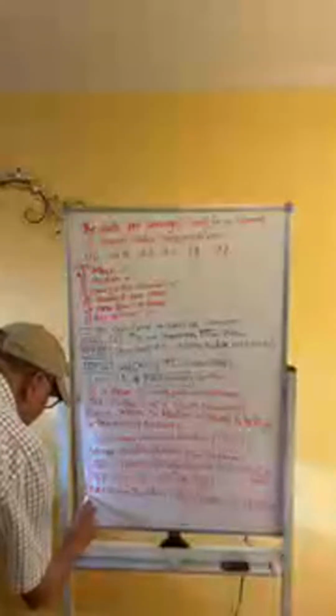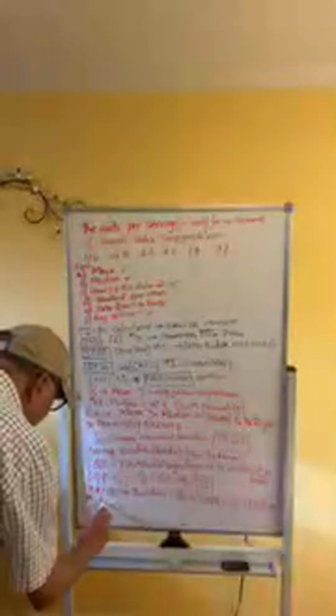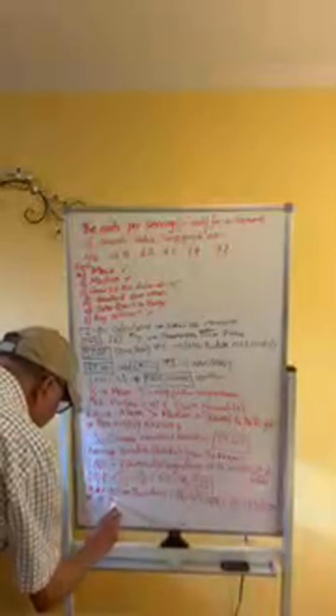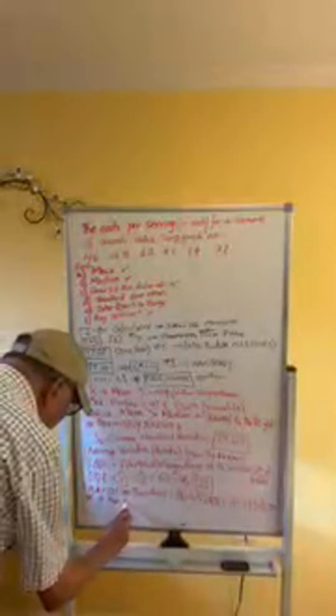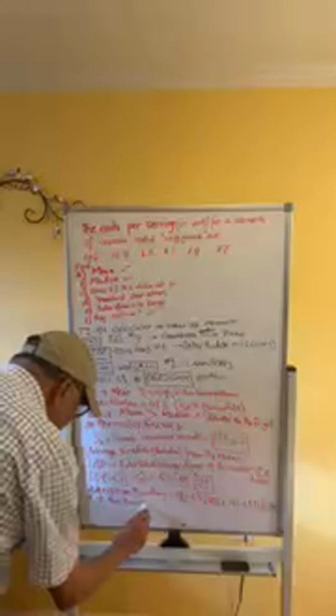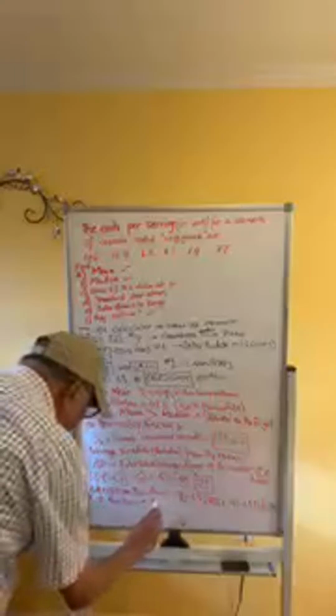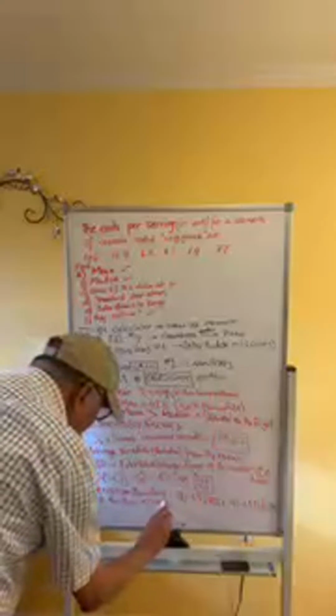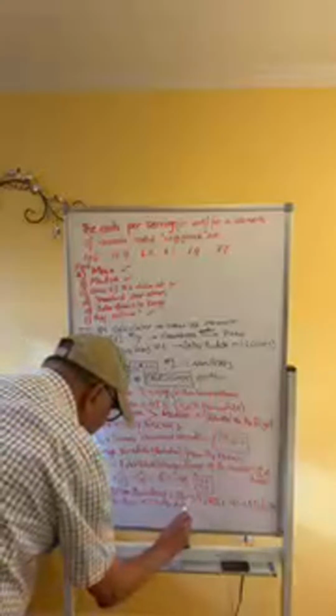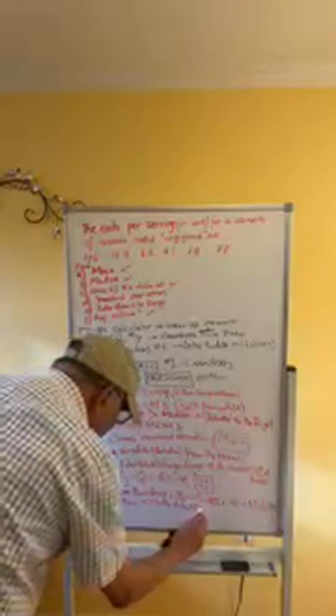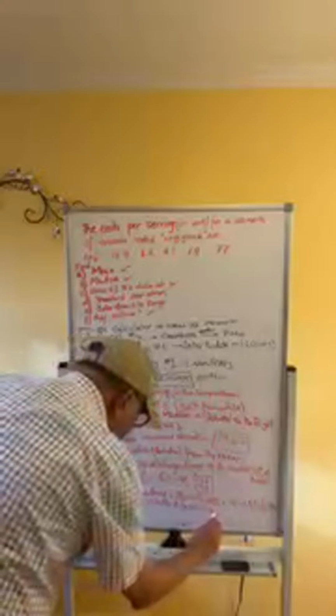Is there any number less than 9.5 in the data set? No. Okay. No number less than 9.5 in the data set. Conclusion, no outlier on the left.